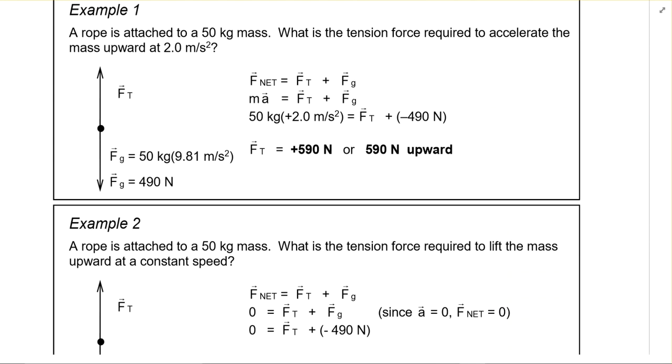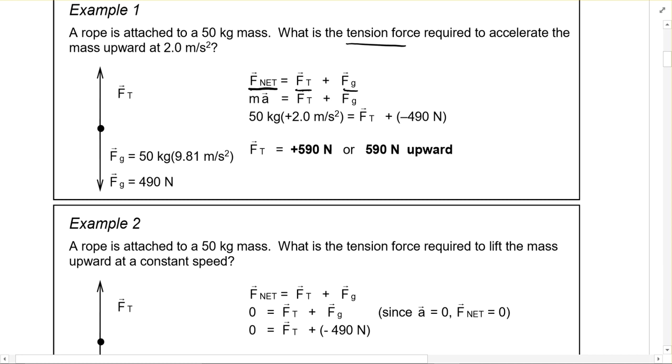Okay, so we've got our problem here. It says a rope is attached to a 50 kilogram mass. What is the tension force required to accelerate the mass upward at 2 meters per second squared? So the force that's going to be responsible for accelerating this thing is going to be the net force. So it's going to be the overall force between the tension and gravity. And it's saying what tension force is required.